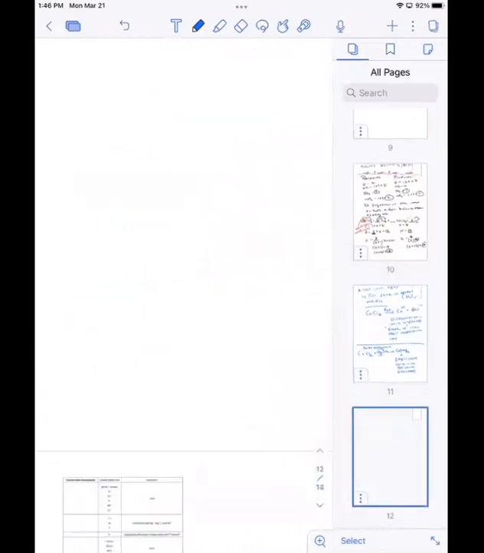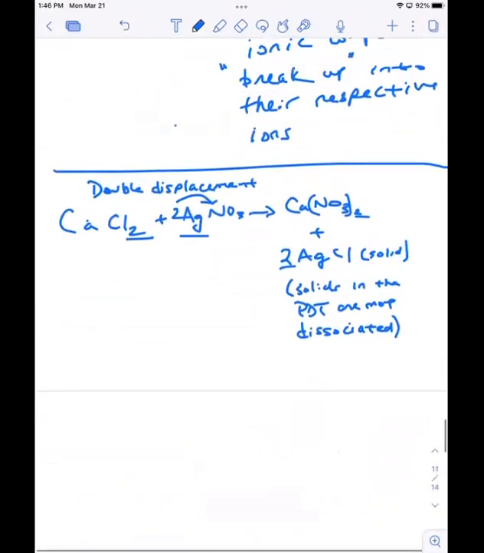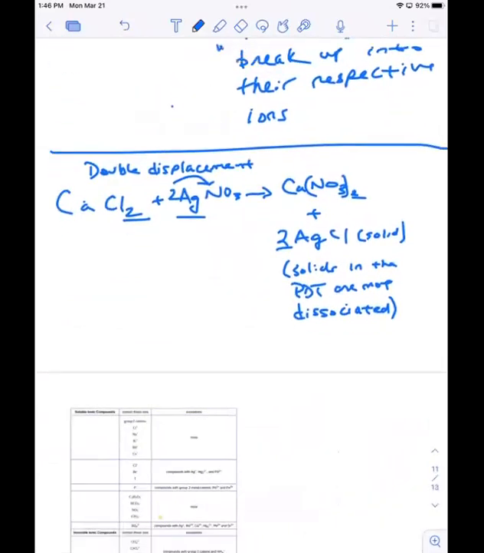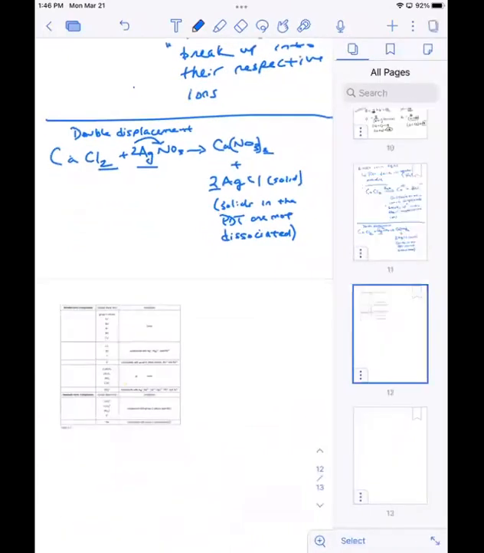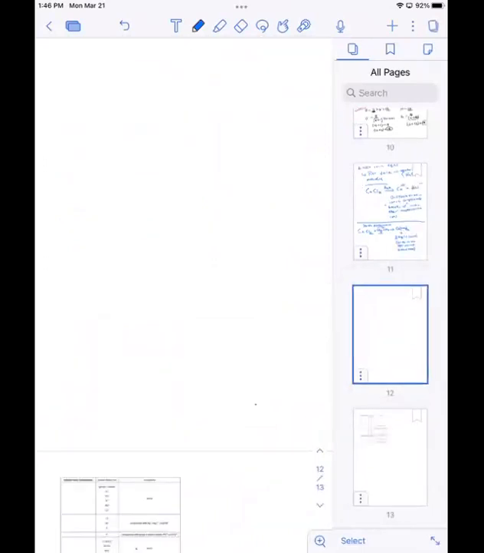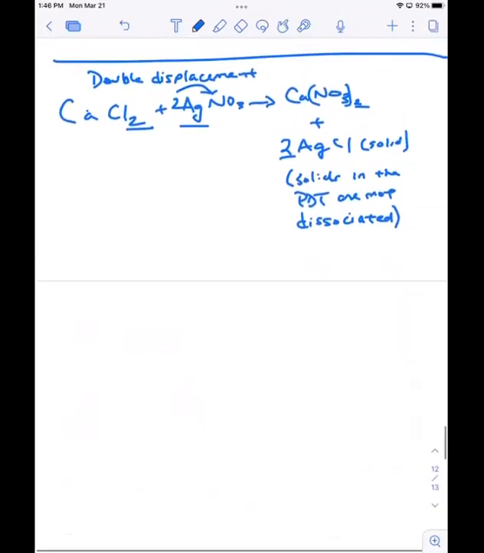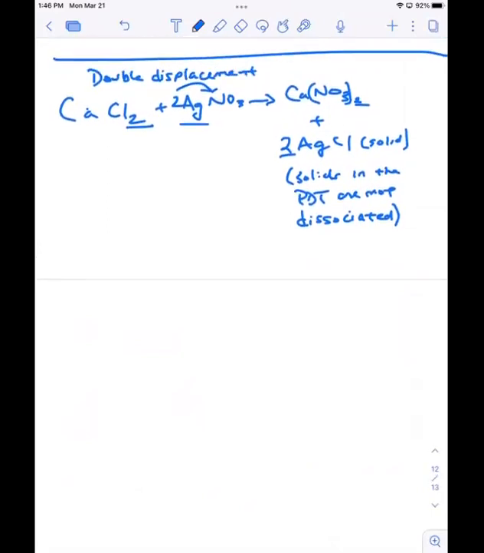Right. So let's think about this in terms of the ions that are involved. So we're going to write this out. So this is the molecular form. Let's write it out in this ionic form. In other words, we're going to break all the ions apart. And you'll see where the double displacement part comes in.